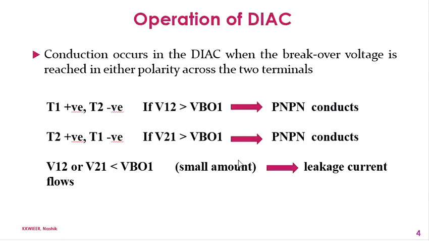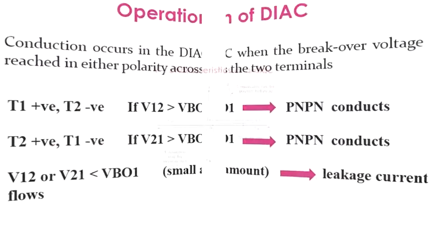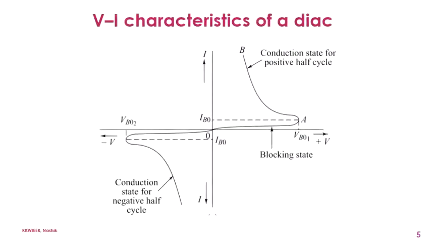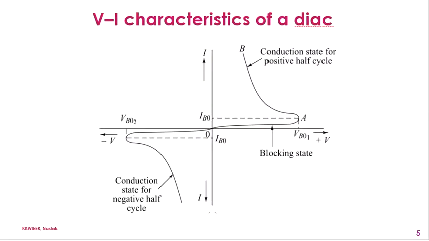At the voltages less than the breakover voltages, a very small amount of current flows through the device. It is called as a leakage current. The leakage current is produced due to the drift of electrons and holes. This leakage current flows in the depletion region, which is not sufficient to cause conduction in the device. The device remains practically in non-conducting mode. This portion of characteristics is shown in the next diagram. So this is VI characteristic of a DIAC.